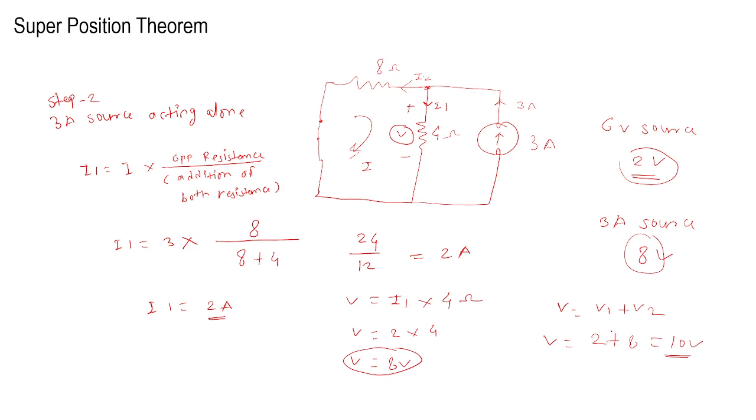So I am going to repeat the theorem. Superposition theorem states that the voltage across or current through an element in a linear circuit is the algebraic sum of voltage across or current through that element due to each independent source.